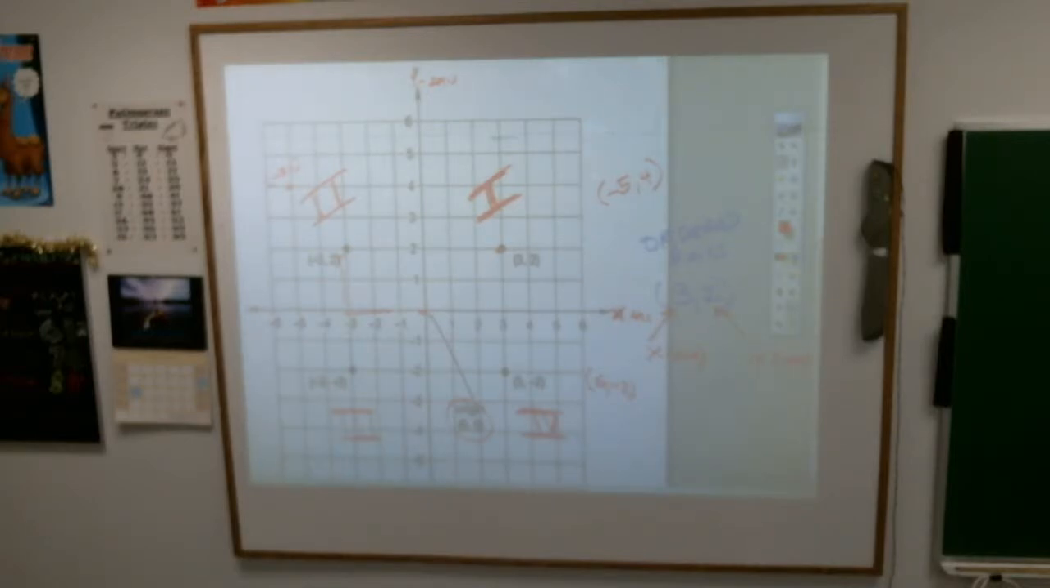Six, negative 3. Oh, man. 6, negative 2. Try some more, because we'll never succeed at this homework if we can't find the point.